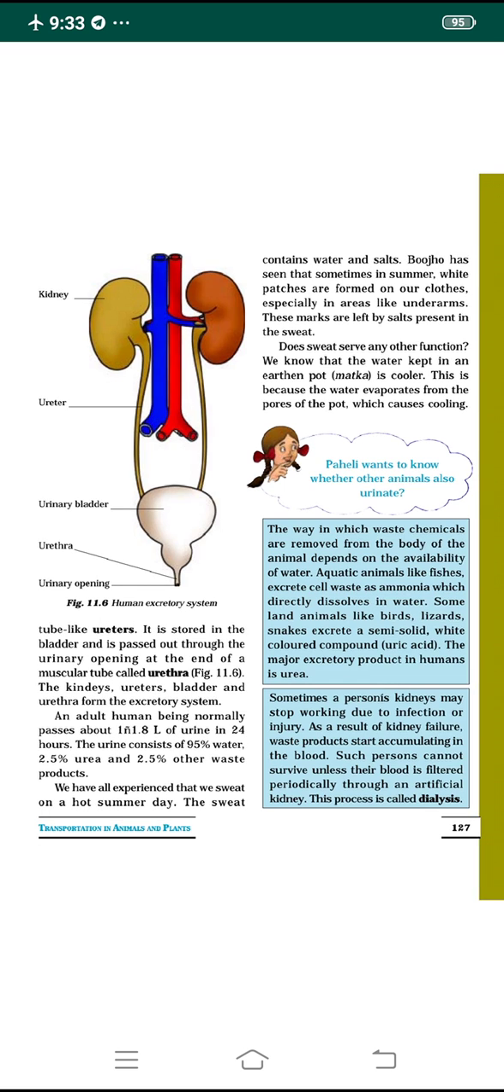So let us discuss the remaining concept. An adult human being normally excretes around 1 to 1.8 liters of urine per day. 95% of urine is water, and 2.5% is other waste materials. Up to this we have completed so far. So let us continue the remaining part of the lesson.